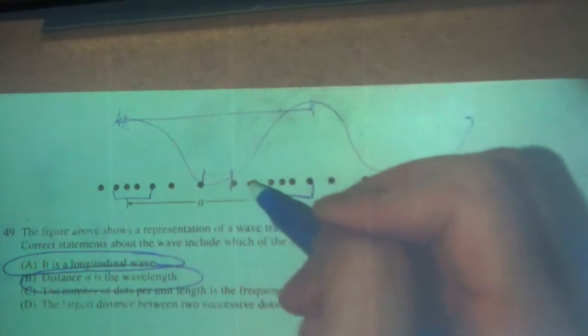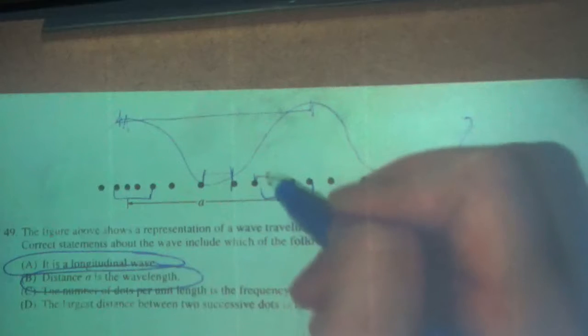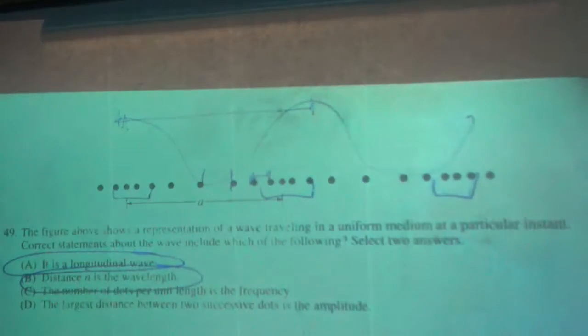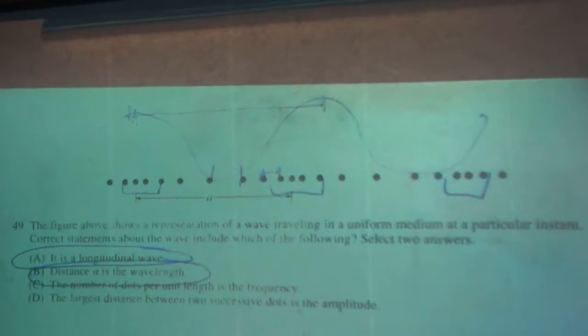The largest distance between 2 successive dots is the amplitude. No, because the amplitude is relative to the equilibrium. So the maximum distance between dots isn't the amplitude, because it's how far this is displaced from equilibrium. Well, there's some distance apart at equilibrium, so the difference would be the amplitude. But it was very clearly A and B.